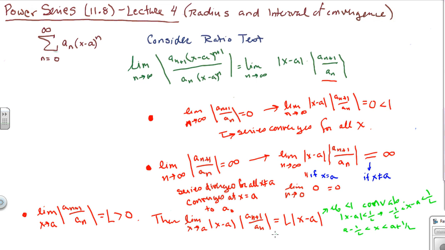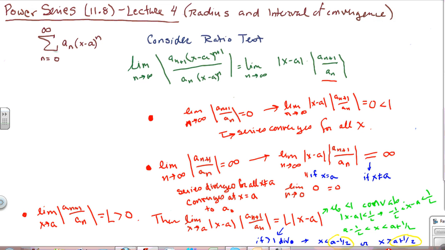It diverges. So let's make this in blue. It diverges if it's bigger than 1 over L, it diverges. And that's going to be the same as x is less than a minus 1 over L, or x is bigger than a plus 1 over L. It may or may not converge at these two endpoints, at a minus 1 over L and a plus 1 over L.